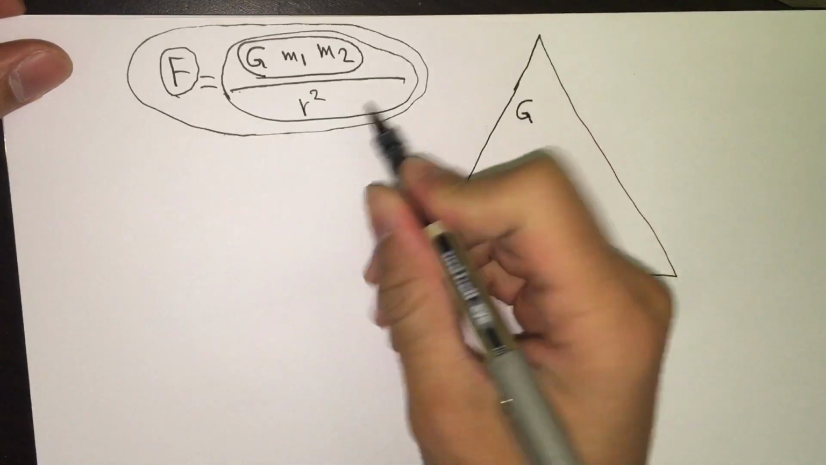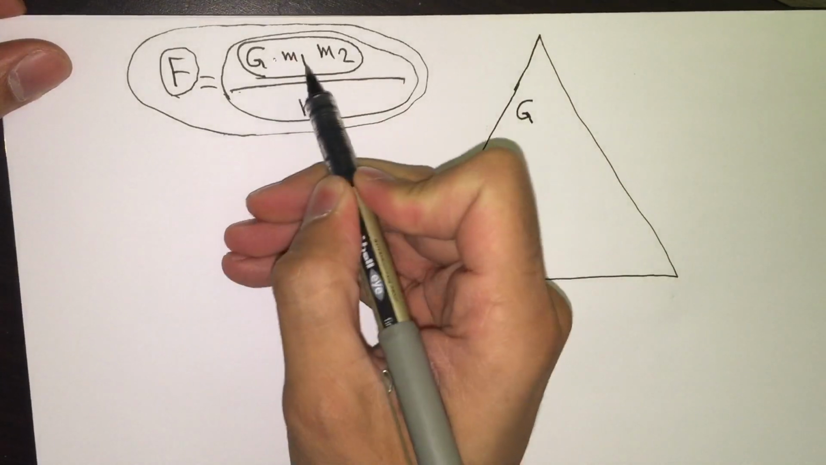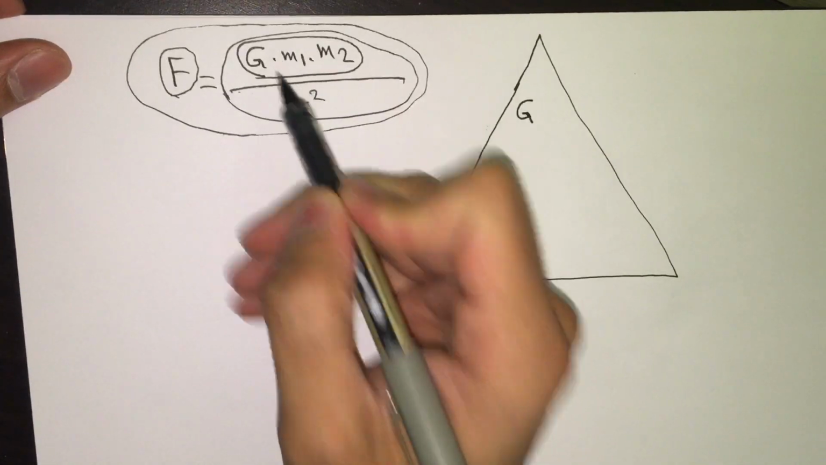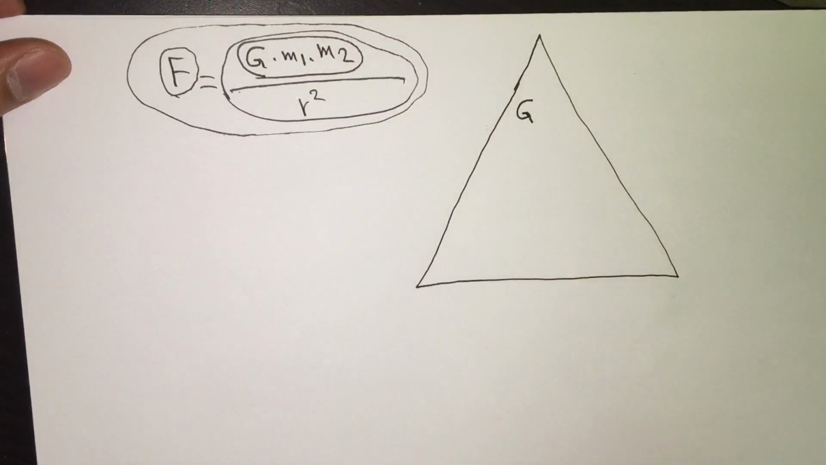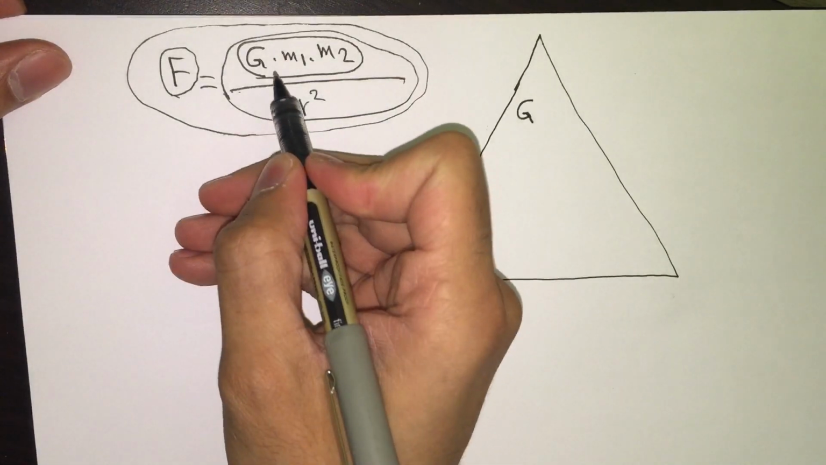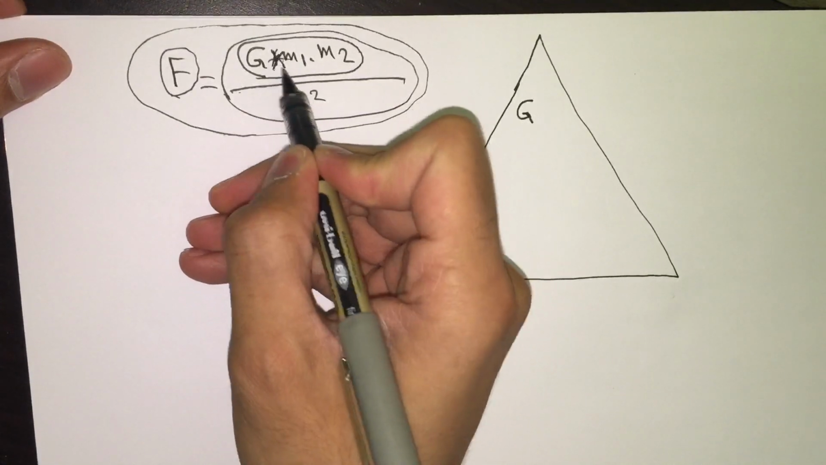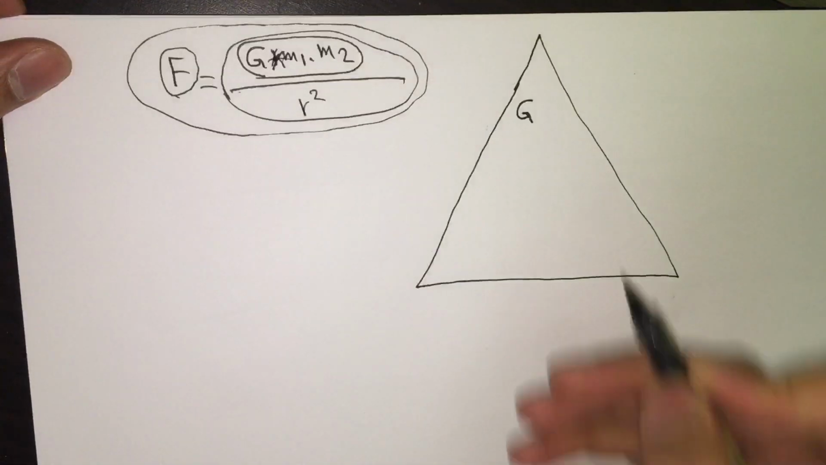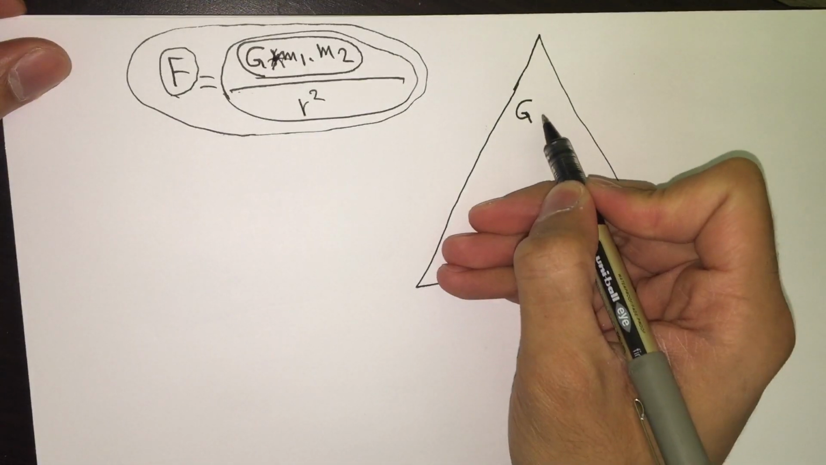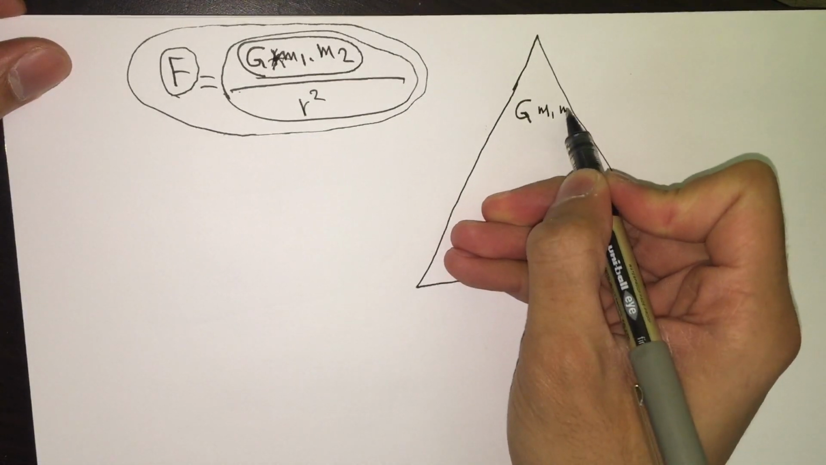We take everything, no matter what. And remember, this is multiplication. No addition, no subtraction. This is very, very important. If these two are added to each other, this will not apply. So only multiplication. So this is equal to g m1 m2.